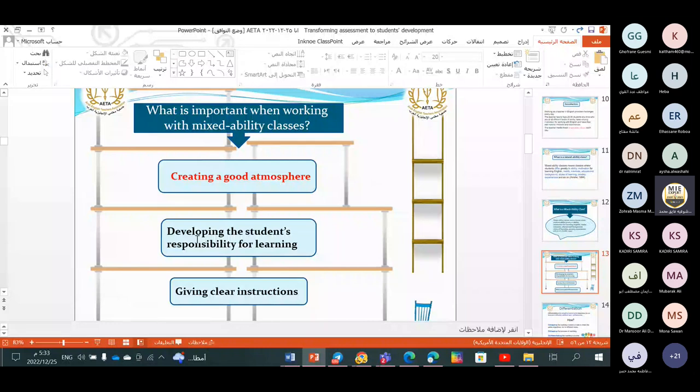Let's move to the second point, which is developing the students' responsibility for learning. How can you, as an educator, develop and improve your students' responsibility for learning, especially as Ms. Awatif says, they are addicted to technology, and there are some or many things that they can use to waste their time. So how can you develop your students' responsibility for learning?